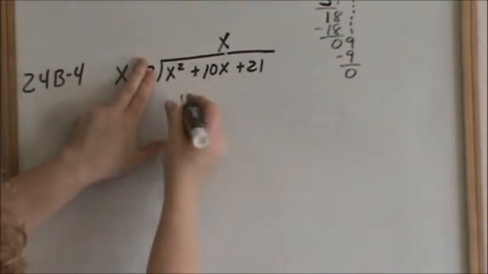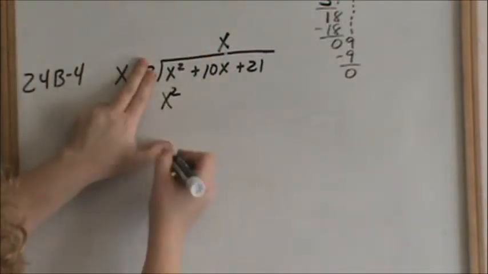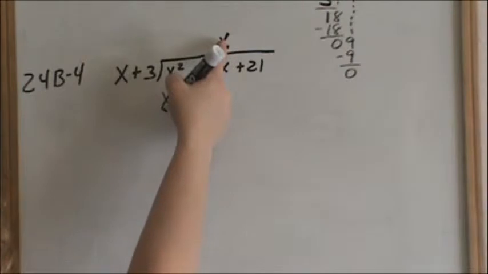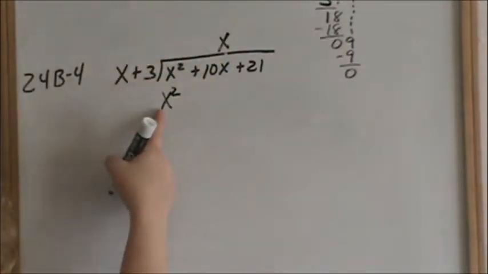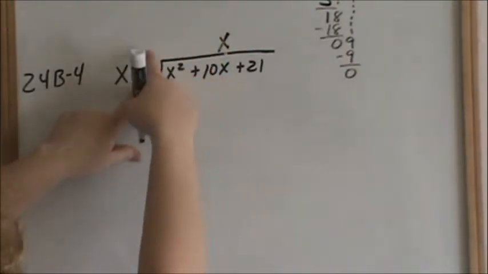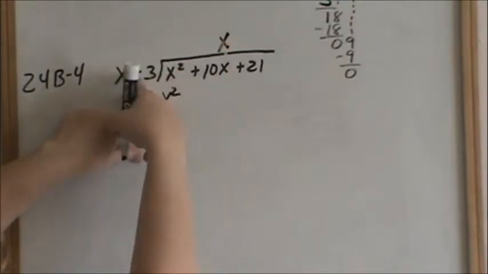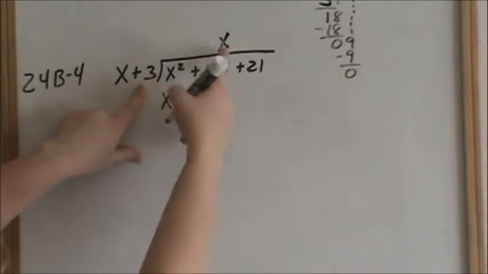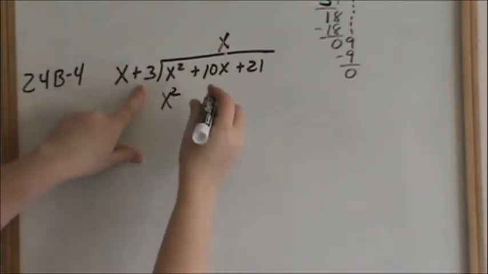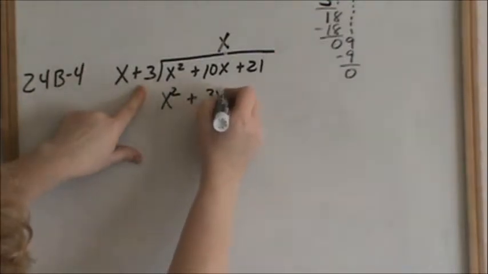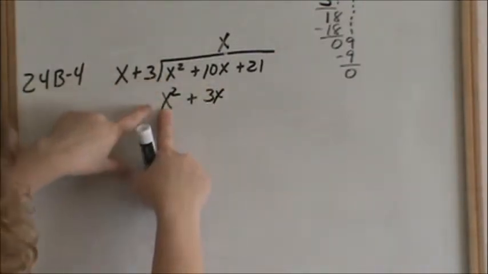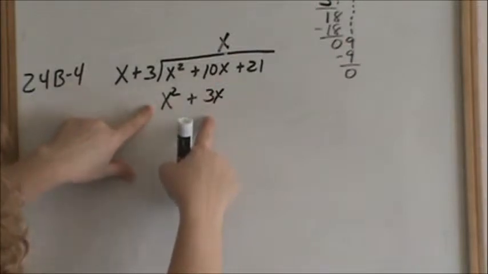x times x gives me x squared. But we're going to multiply to everything. x times x gives me x squared. x times 3, we're basically distributing this x to everything over here. x times 3, a positive 3, gives me a positive 3x. Write your x squareds in your x squared column, your x's in your x column.